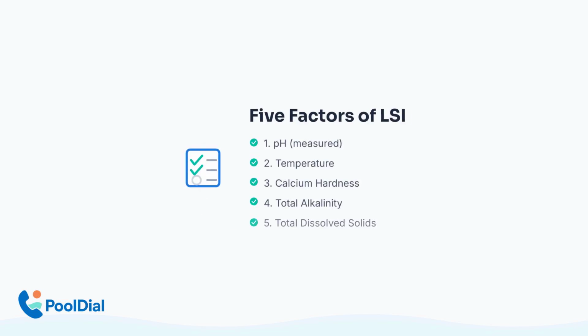The formula uses 5 measurable factors. pH, the one you adjust most. Temperature, hotter means less soluble. Calcium hardness, total alkalinity, and total dissolved solids.